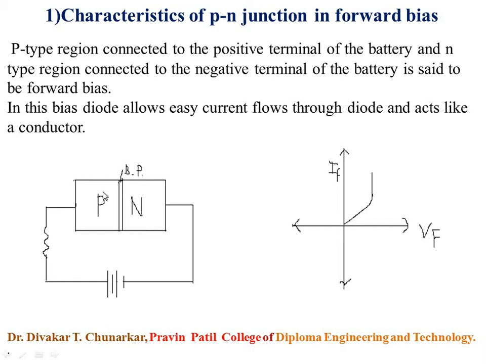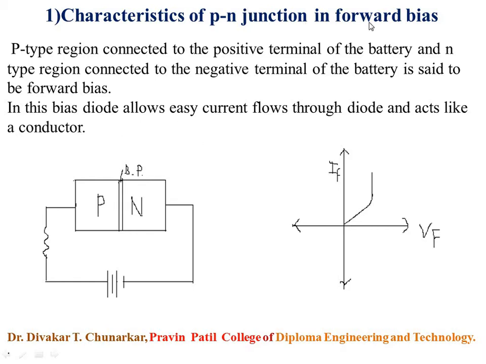So this is the circuit diagram of PN junction diode in forward bias. In case of forward bias, the P region is connected to the positive terminal of the battery and the N region is connected to the negative terminal of the battery. It is said to be forward bias. In this forward bias, easy current flow is allowed through the diode and it acts like a conductor.